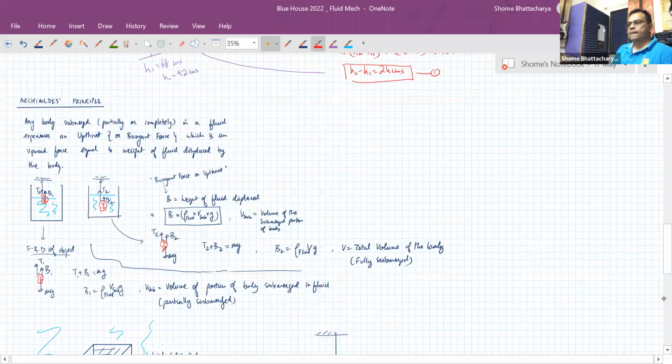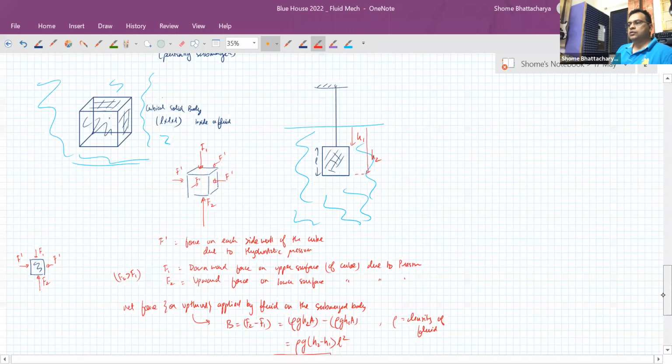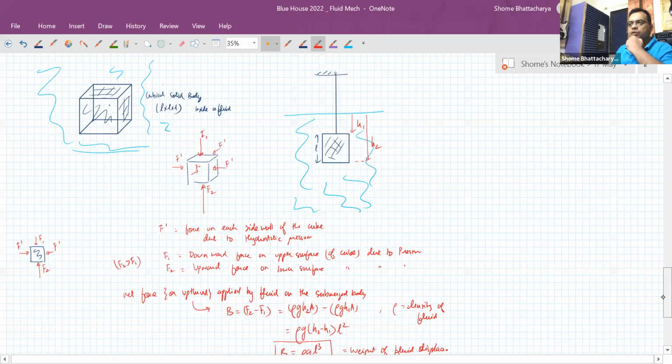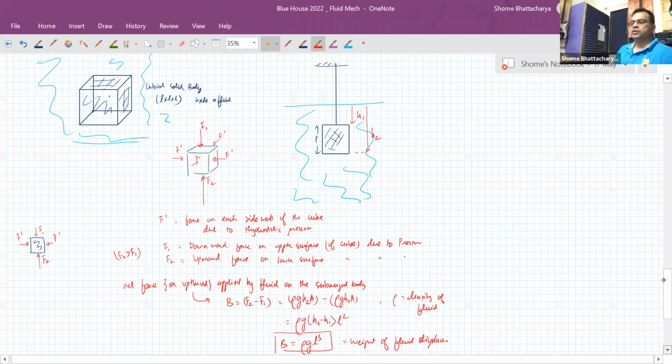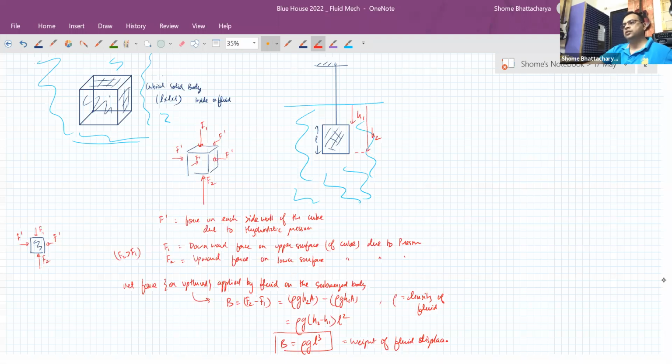In that case, only the h minus h value is a little different. Instead of H2 minus H1 being equal to L, one surface will be outside, at atmospheric pressure, and the other surface below will be at a different pressure. But that pressure difference will depend on the portion of the body which is submerged. So ultimately we'll get the same thing: density of the fluid into volume of submerged part into g.